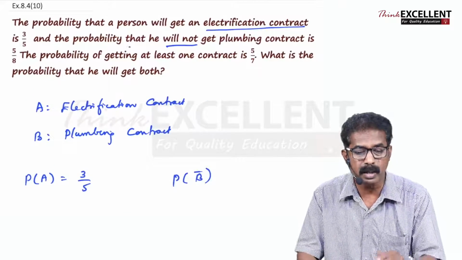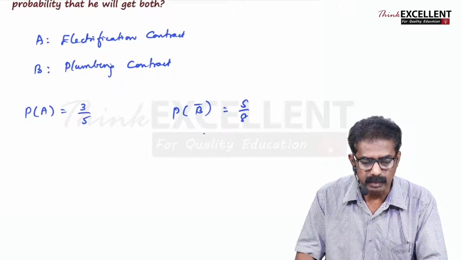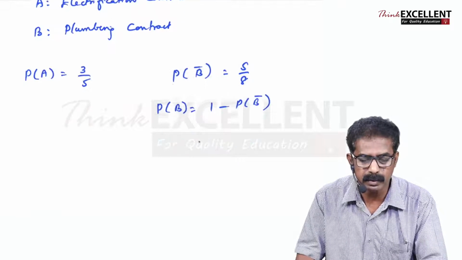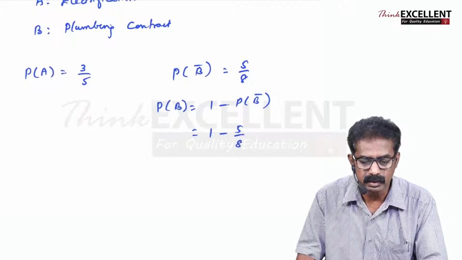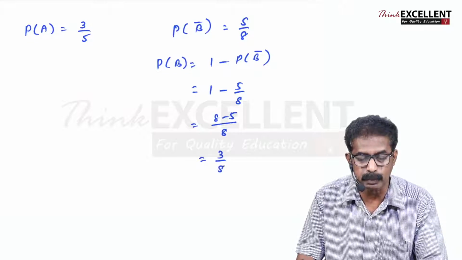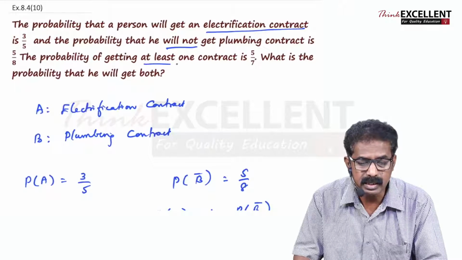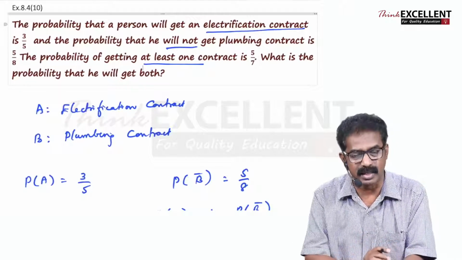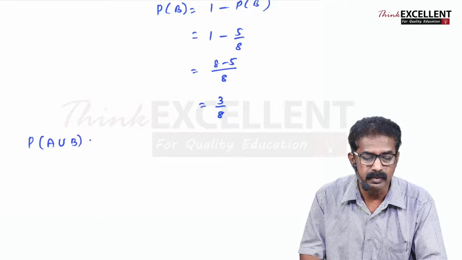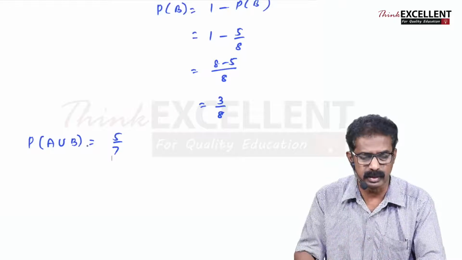Why? Because the probability that he will not get it is 5 by 8. So from there you can find P of B. P of B means 1 minus P of B bar. So it is 1 minus 5 by 8. Take 8 as LCM. 8 minus 5, it is 3 by 8. So P of A, P of B, you know. Now see, the probability of getting at least one, either this or that, is 5 by 7. So P of A union B is given as 5 by 7. At least one, either this or that.